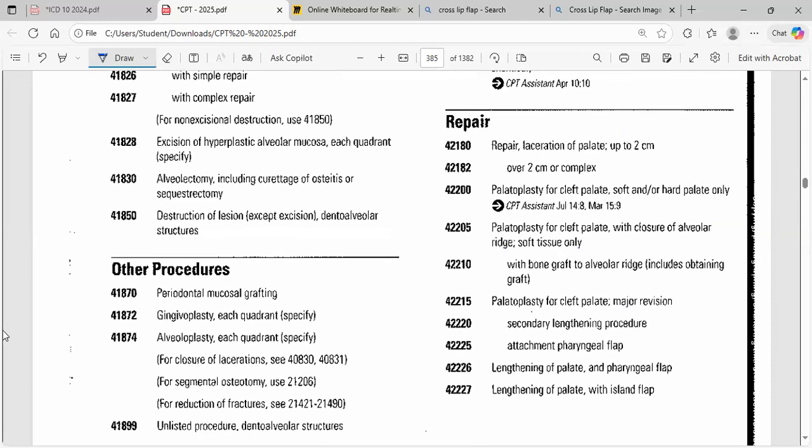Next, we have the repair section. Repair, laceration of palate. So these two codes are based on the size of laceration. If it is within 2 centimeters, we are going to use 42180. If it is more than 2 centimeters, we are going to use 42182.